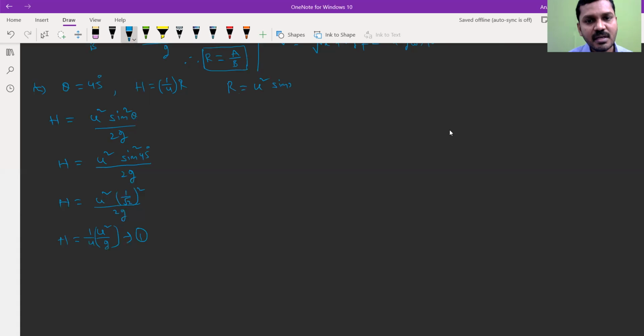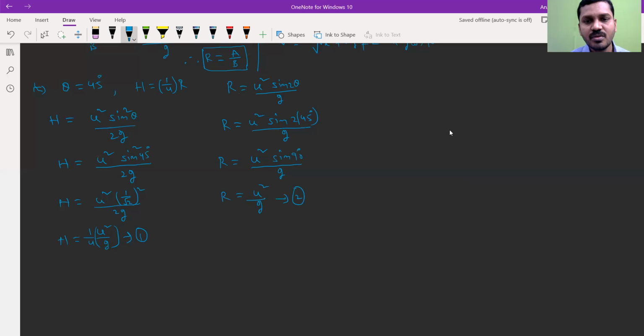So similarly, from range of projectile, we know R is equal to u square sin 2 theta divided by g. Then R is equal to u square, substituting the theta value, sin 2 into 45 divided by g, where g is acceleration due to gravity. So R is equal to u square sin 2 into 45, sin 90 divided by g. We know sin 90 value is 1. So therefore R is equal to u square divided by g.